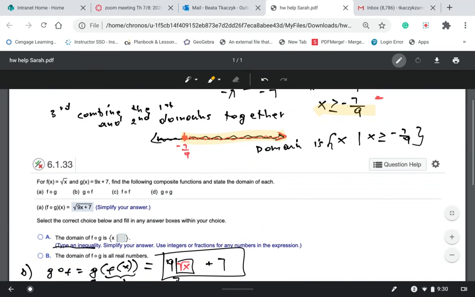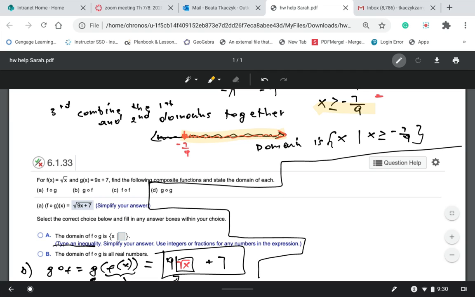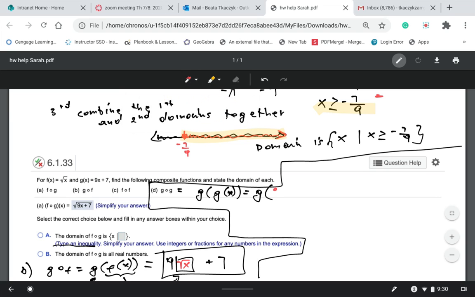Let me try to squeeze it right here. So part D, they're asking, I'll try to separate it that way. Okay, so we're working on D. G composed with G, so this is G of x. Function G of x has equation 9x plus 7.